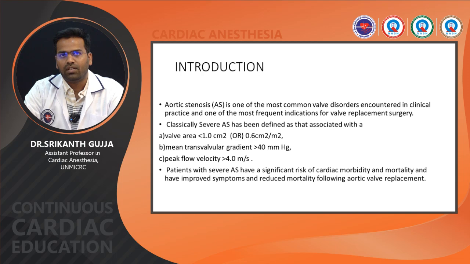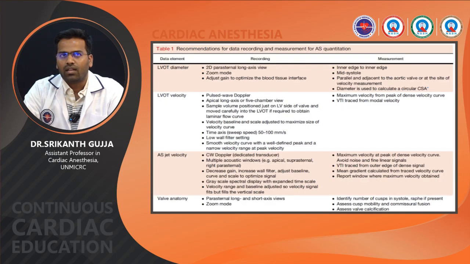Classically, severe AS has been defined as valve area less than 1 centimeter square or less than 0.6 centimeter square per meter square body surface area, or a mean transvalvular gradient more than 40 millimeters of mercury and peak velocity more than 4 meters per second. Patients with severe AS have a significant risk of cardiac morbidity and mortality, and have improved symptoms and reduced mortality following aortic valve replacement. These are the recommendations for measurement of aortic stenosis.